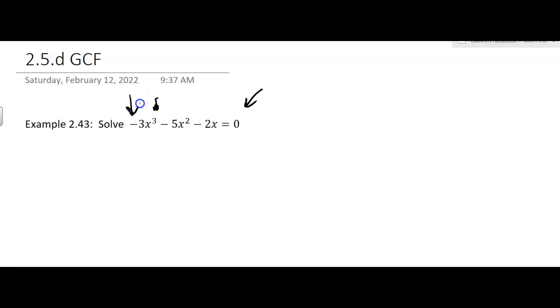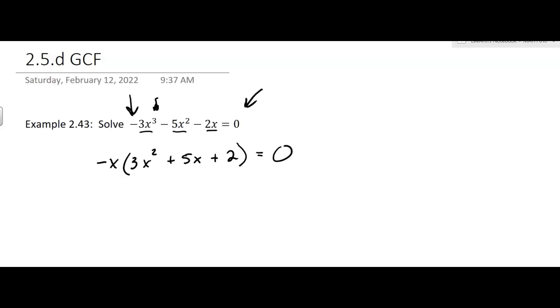Also, the leading coefficient is negative. Now, when I'm solving by factoring, I don't usually like my leading coefficient to be negative. So I'm going to factor out a negative, and I'm also going to factor out a greatest common factor. They all have a factor of x, so I'm going to factor that out. So I get negative x times 3x squared plus 5x plus 2 equals 0.